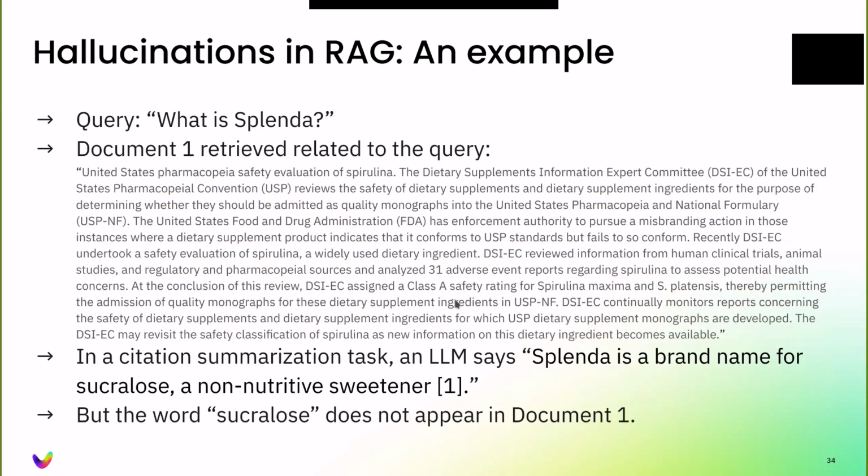However, if you look at it, there is a chemical name of Splenda, and this document actually does not say anything about this chemical. It didn't say whether it's nutritive or not. It didn't say whether it's even a sweetener. It's just talking about the health concern of it. So therefore, this is hallucination, because the language model is saying, "Hey, this is what I believe, and this is from source one," but actually it's not from source one.